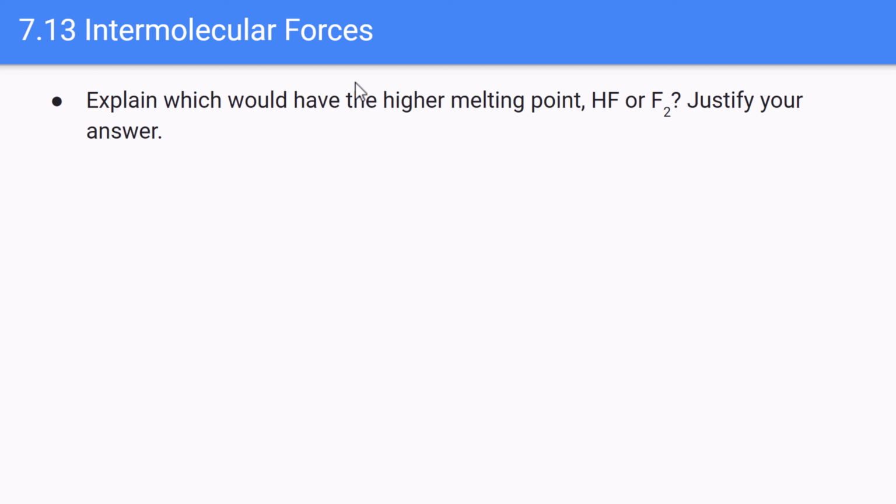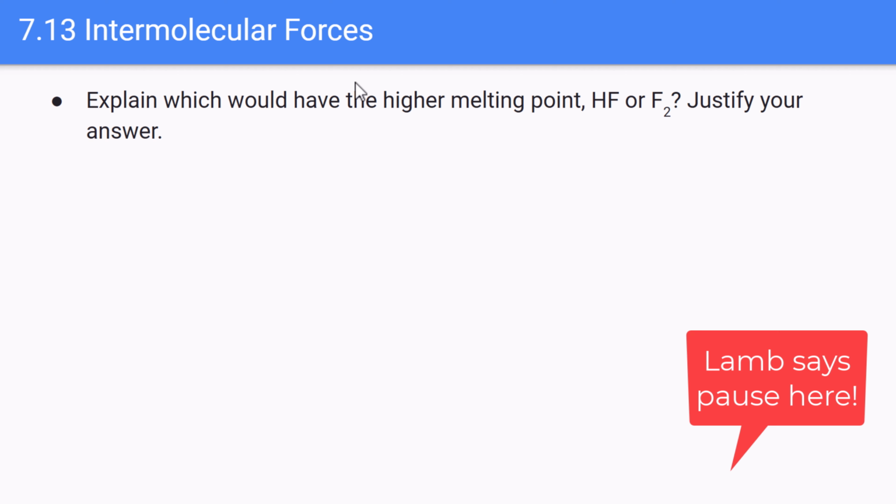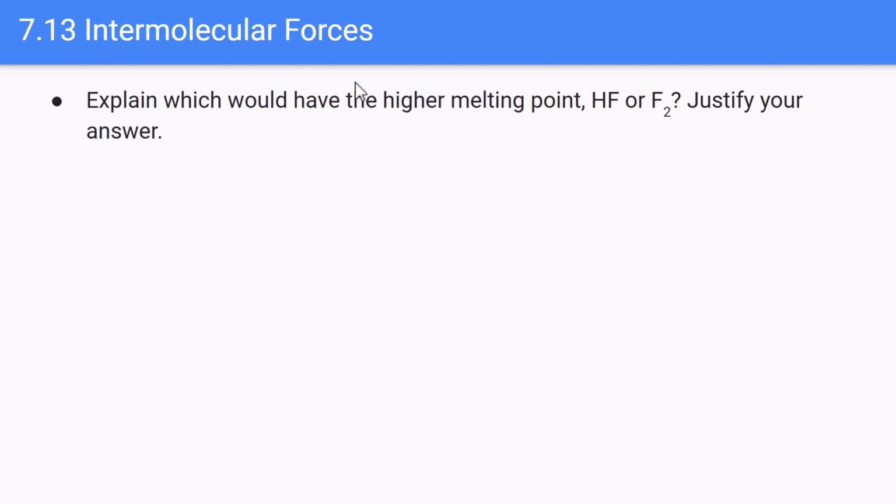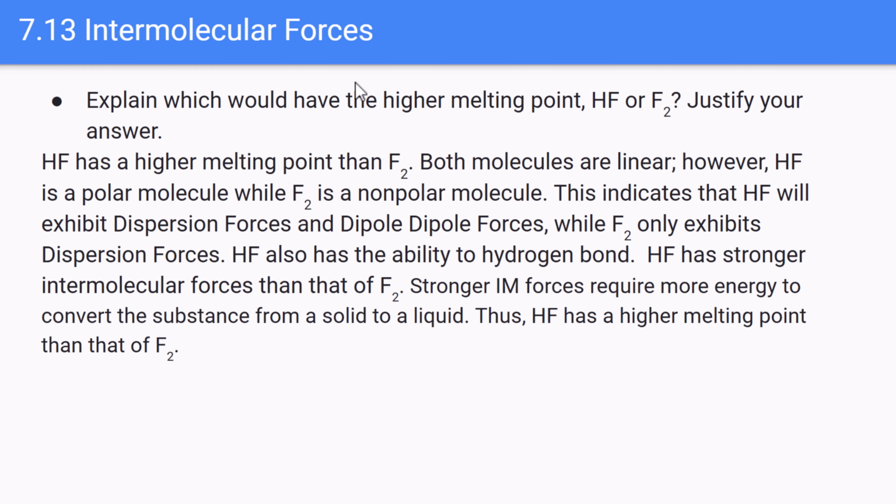So, explain which would have a higher melting point, HF or F2, and justify your answer. So what I'd like you to do is to try this on your own. Try a little bit of claim, evidence, reasoning. First, go through and figure out what is the Lewis structure, geometry, polarity, intermolecular forces. Then utilize that information to decipher which of those you think is going to have the higher melting point, and why. Take a few moments, we'll come back and talk about this in just a moment as I have already prepared a written response. All right, so looking at this information, this is exactly what I would write out.